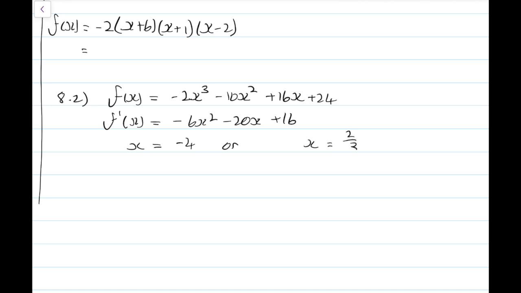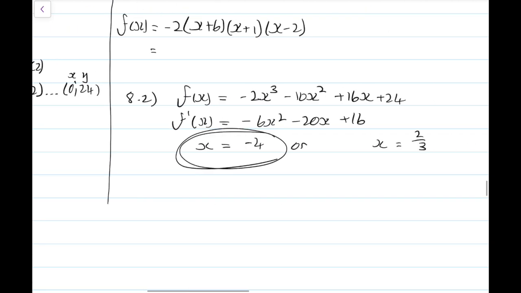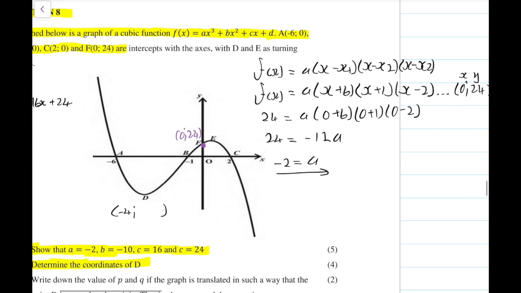And obviously minus 4 is the one that we're looking for, because D's x coordinate is going to be negative 4. So that's negative 4 and a certain y value. You can substitute the x value into your equation. What I would actually do is sub it into this one, because it's a lot easier to work with. So my corresponding y value then would be minus 72. So this is minus 4 and minus 72.